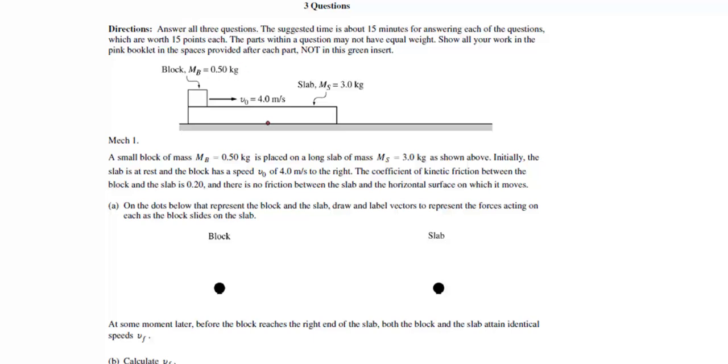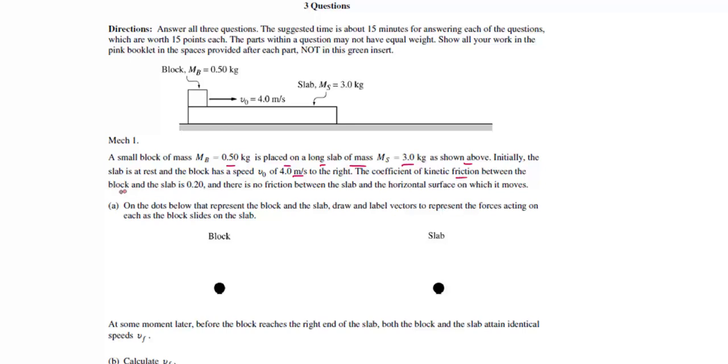So here we have a situation. In this first part, he is saying that a block of mass half kilogram is placed on a long slab of mass 3 kilogram as shown above. Initially the slab is at rest and the block has a speed of 4 meter per second to the right.